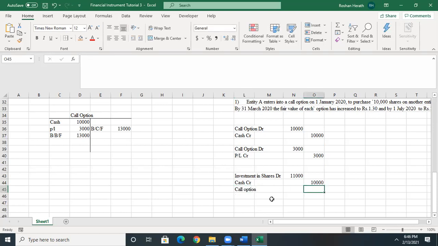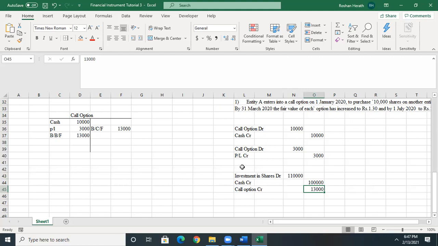You can see that it's 13,000 credit altogether. So here 10,000 shares. Sorry, I made a mistake here. It has to be 10,000 shares, so here 100,000. Sorry for that. It's 13,000. You can see that the call option now gets derecognized, 13,000. Here 100,000, altogether 113,000. Over here 110,000.